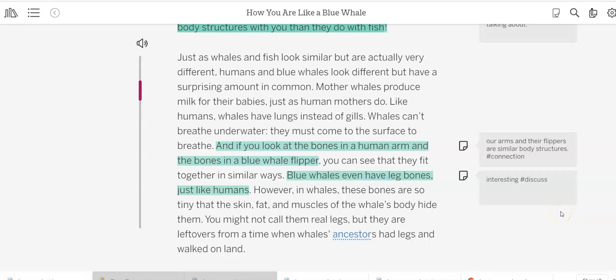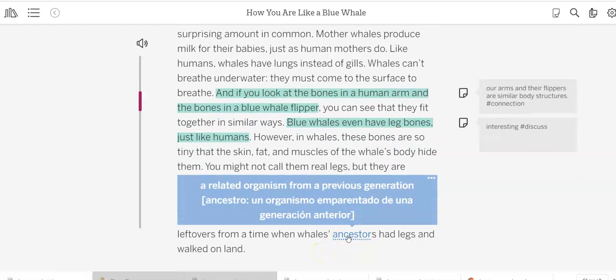However, in whales, these bones are so tiny that the skin, fat, and muscles of the whale's body hide them. You might not call them real legs, but they are leftovers from a time when whales' ancestors had legs and walked on land.